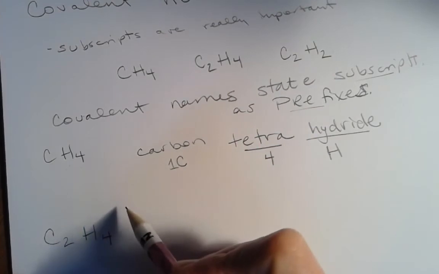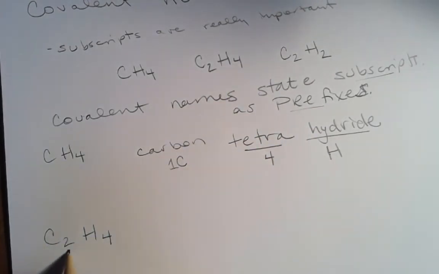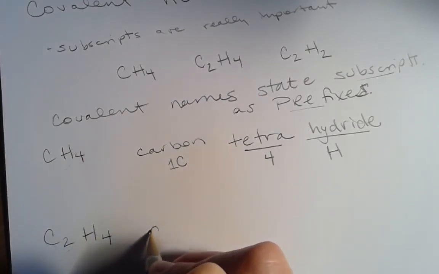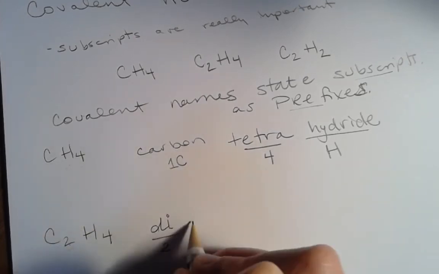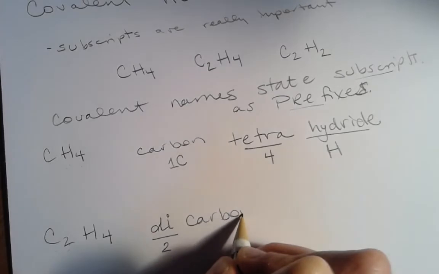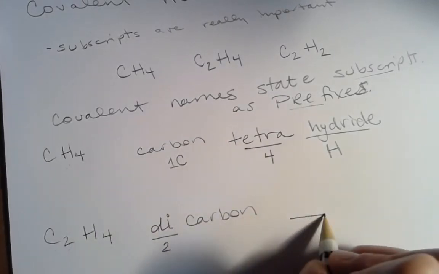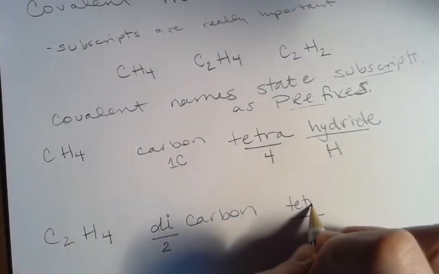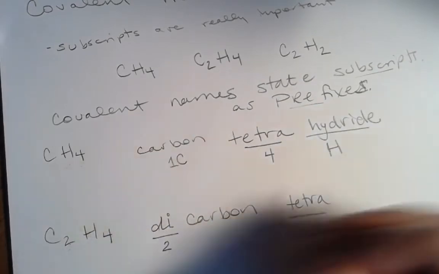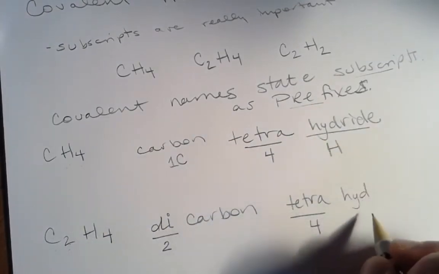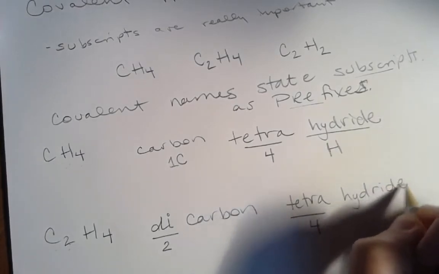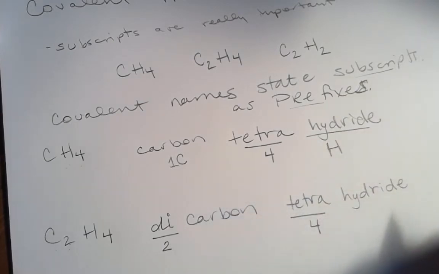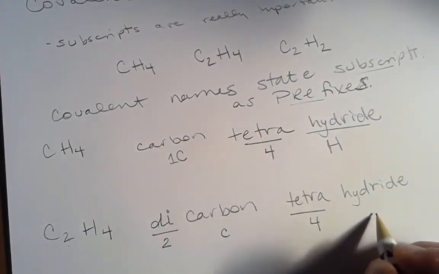I'm just pulling these examples because why not? Now we have 2 carbons and 4 hydrogens. The prefix for 2 is di, so 2 carbons, dicarbon. And 4 hydrogens, the prefix for 4 is tetra. And we take off the end of hydrogen and write that IDE ending to show that those things are stuck together. So this is 2 carbons and 4 hydrogens.